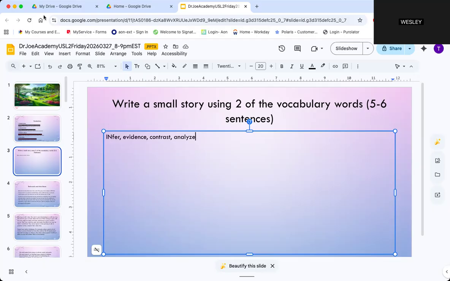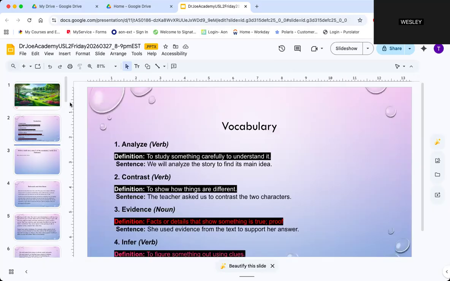Teacher, can you go back to the page of the vocabulary word? Sure, here, this one. Thank you. No problem.